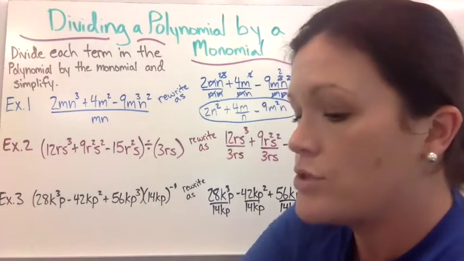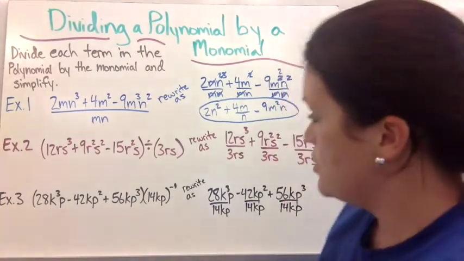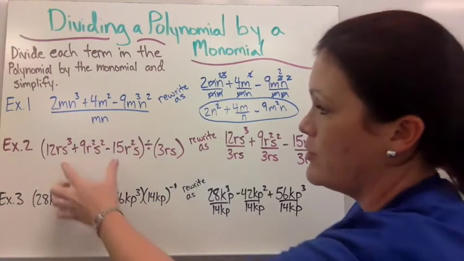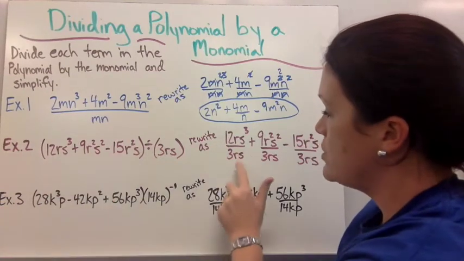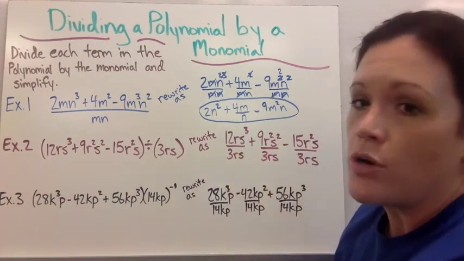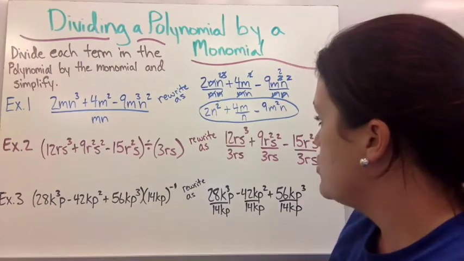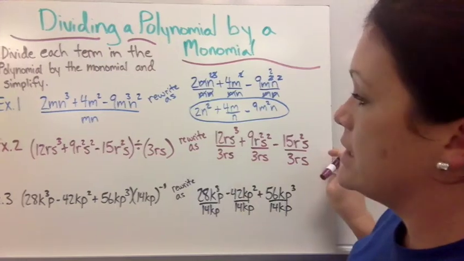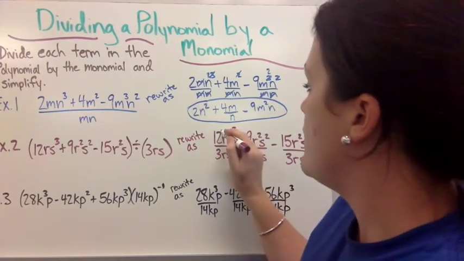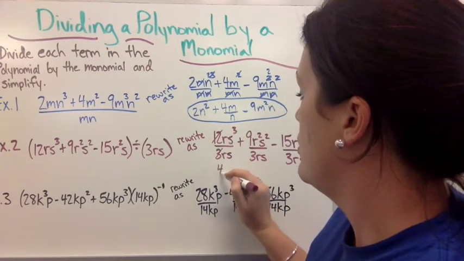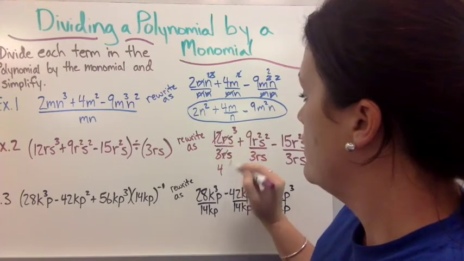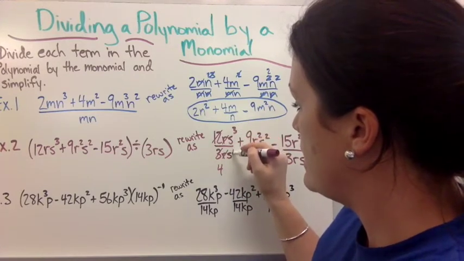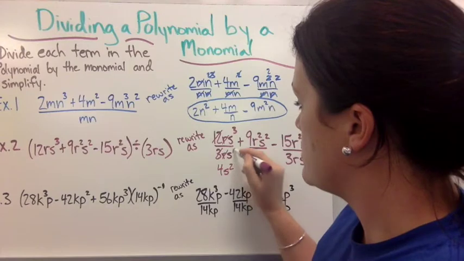All right, number 2, let me switch colors. I've rewritten this example. Again, rewrite it so you have each term divided by that one term. And then you can simplify each one with marking out things, and you won't worry about having to see it again. So 12 divided by 3 is 4. R goes away. And S, you have a 3 minus 1 would be S squared.